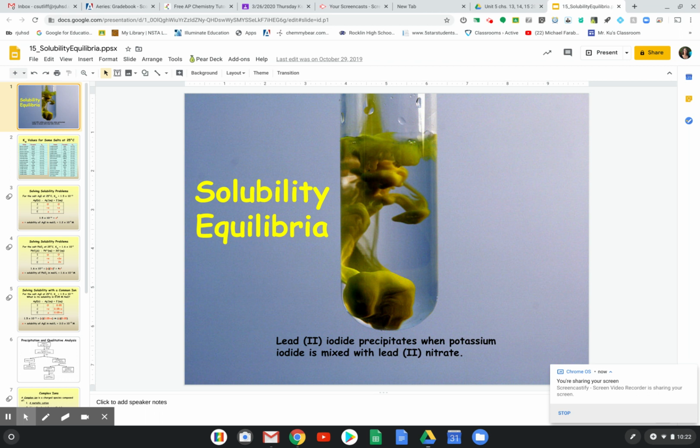The first thing that I want to talk about is how to calculate solubility equilibria for slightly soluble salts or insoluble salts. That is known as the Ksp. As you can see from the picture that I am sharing with you, you're going to get a solid product when you mix potassium iodide, KI, with lead(II) nitrate, Pb(NO3)2. You're going to precipitate out PbI2. It is a yellowish type of precipitate.